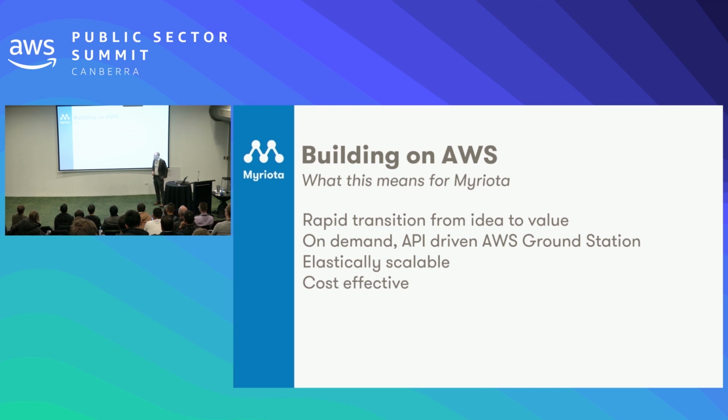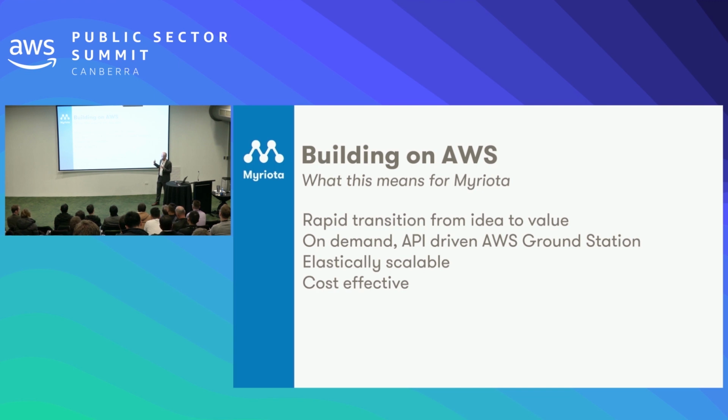So what this means for Myriota in terms of the advantages it brings, it gives us this ability to add our unique IP on top of this undifferentiated heavy lifting in a way that enables a really rapid transition from our ideas through to value that we can deliver to our customers. A key feature here is that we have a massively scalable communication system, but in terms of the implementation here, with the elastic scalability that AWS provides, that means we don't have to consider the capacity of that implementation up front. So we can just hit the ground running and get going.